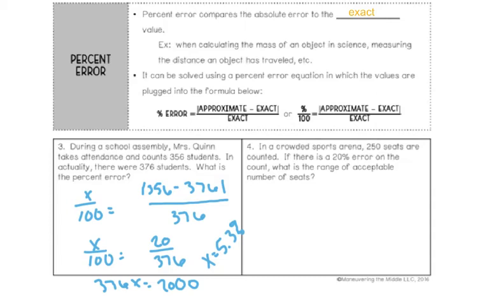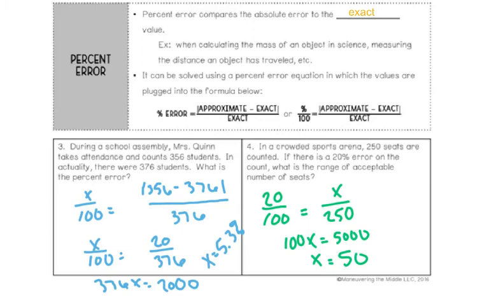The next question says, in a crowded sports arena, 250 seats are counted. If there is a 20% error on the count, what is the range of acceptable number of seats? In this problem, we can use the same percent proportion. We just have a different piece of the information that we are solving for. I set up my proportion with my 20% error over 100 set up equal to my unknown, which is the range of acceptable number of seats, over the amount of seats that there actually are, which is 250.